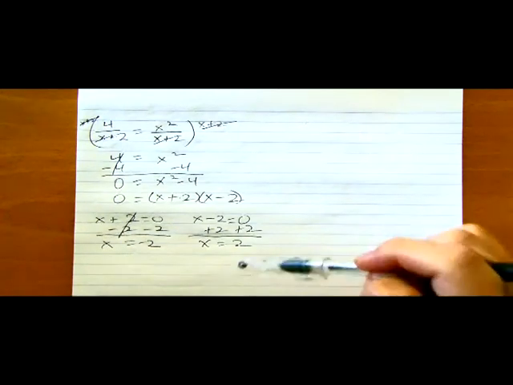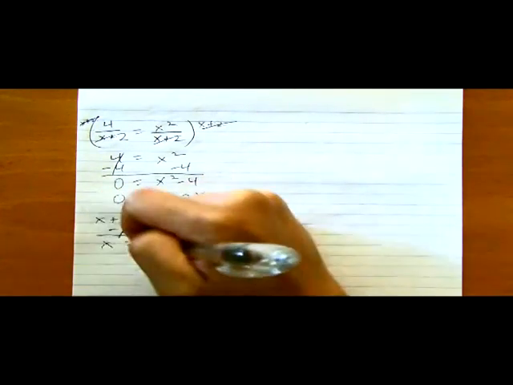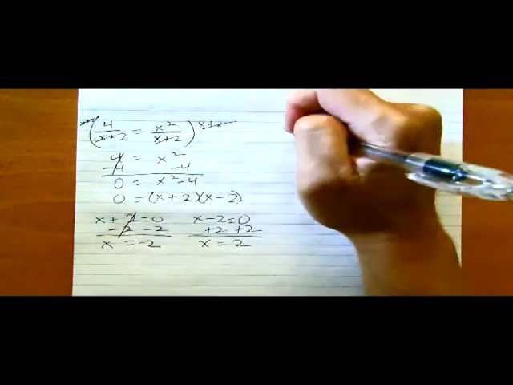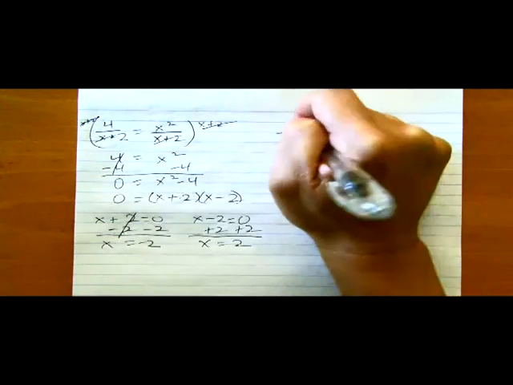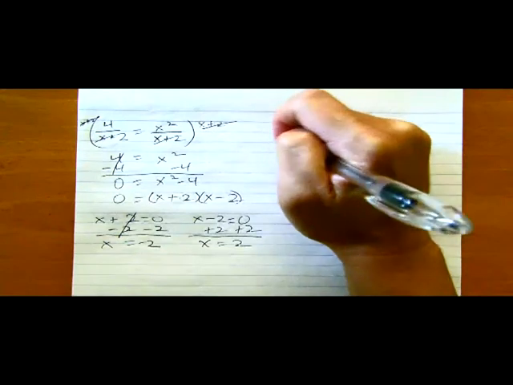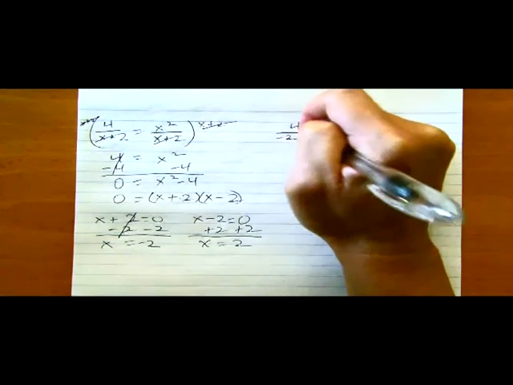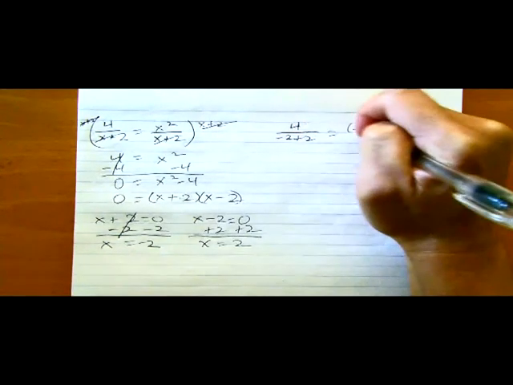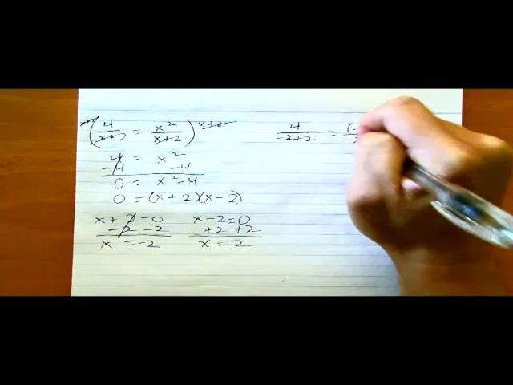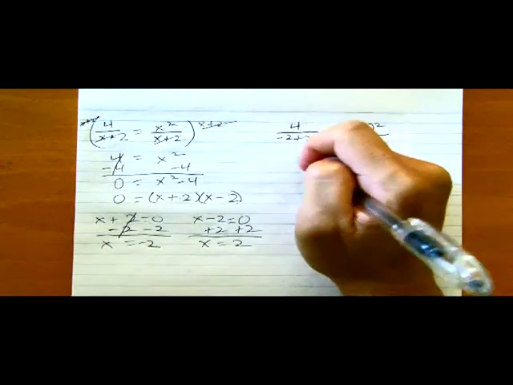So here's what we're going to do. We're going to take the numbers and plug them back into the original problem. Let's start with the negative 2. I'm going to take the negative 2 and replace it for x in the original problem. So 4 over negative 2 plus 2 equals negative 2 squared over negative 2 plus 2. All I did was replace the x with negative 2.